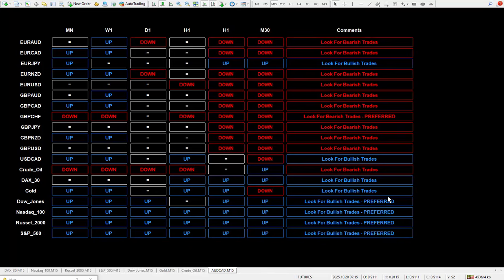And of course, if it's white, which you just saw it was white, you just have to wait until it picks a color. And looks like it picked blue, which is bullish.